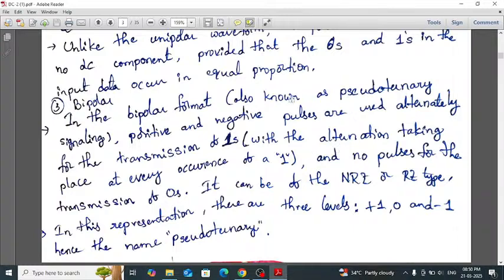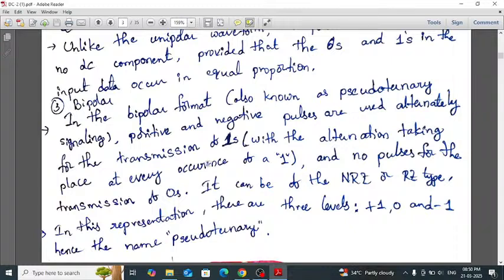Okay, next. So what is here in the bipolar format? Positive and negative pulses are used alternatively for the transmission of ones, with the alternation taking place at every occurrence of a 1, and no pulses for the transmission of 0. Here, bipolar format means whenever we have the symbol 1, the levels are changing, and positive and negative pulses are used alternatively for the transmission of ones.